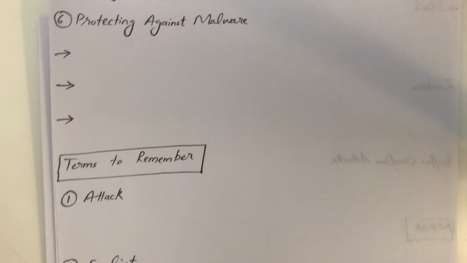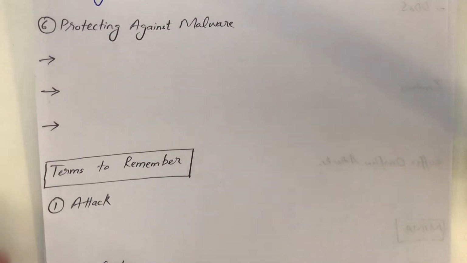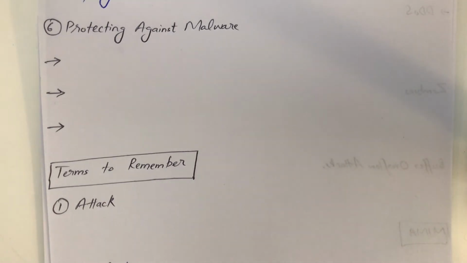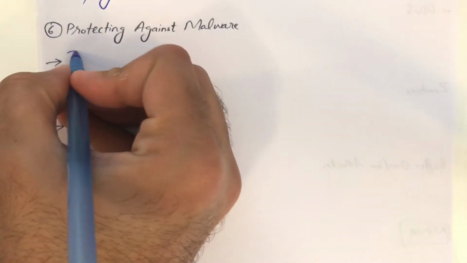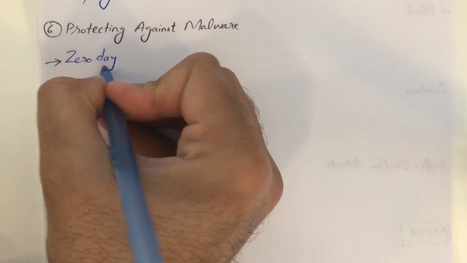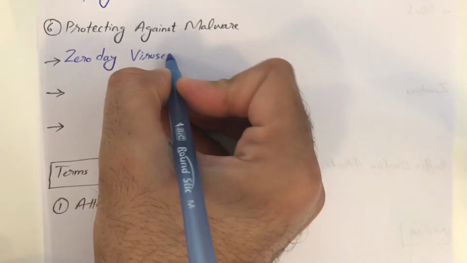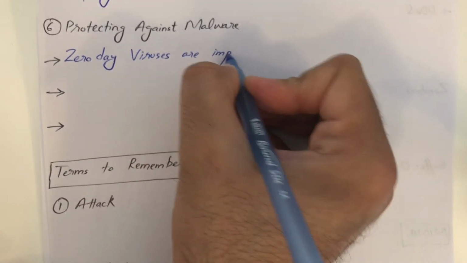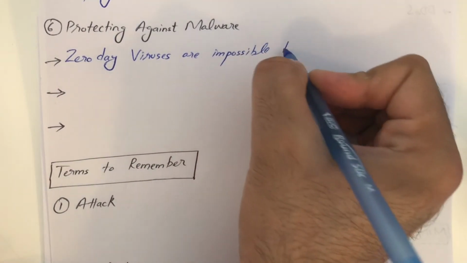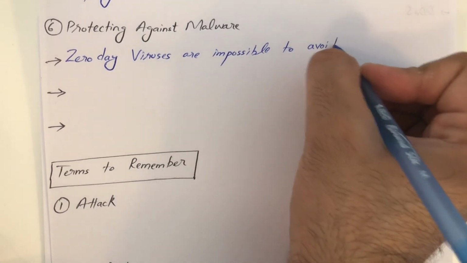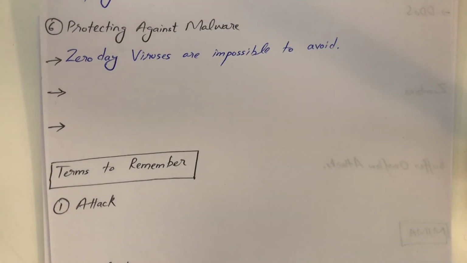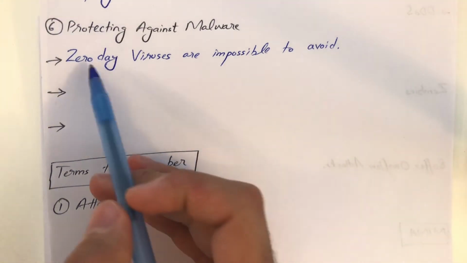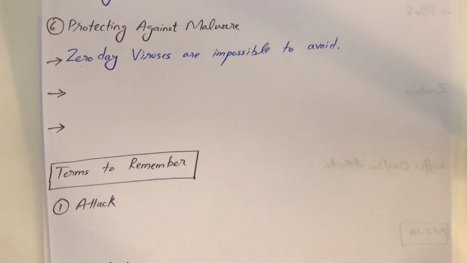Then protecting against malware: how can we avoid malware? One thing should be very clear: these 0-day malware or viruses are impossible to avoid. You cannot avoid these 0-day attacks. A 0-day attack means any attack which has not been reported before. It's kind of a new attack which didn't exist before. So why do we call it 0-day? Because the security administrators get 0 days to defend against that particular patch.